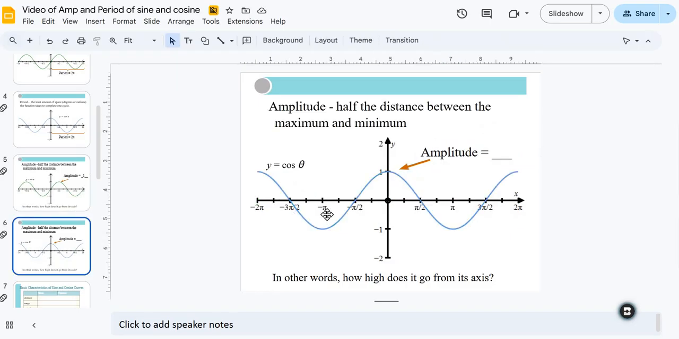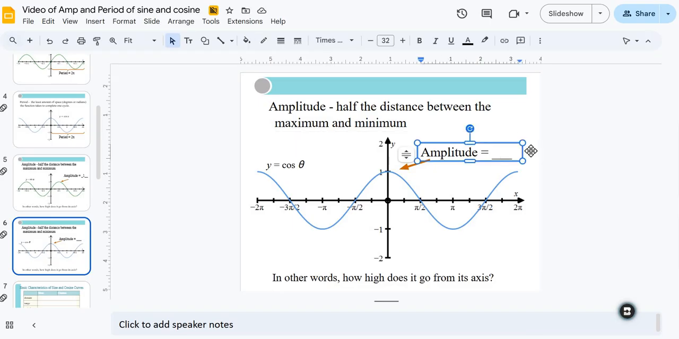For our cosine graph, it's going to work very similarly. Since my maximum is still 1 and my minimum is still -1, if I find the distance between those, 1 minus -1 gives us 2, divided by 2 still gives us 1. In other words, we are 1 unit above and 1 unit below. So that is the distance or height from my x-axis.